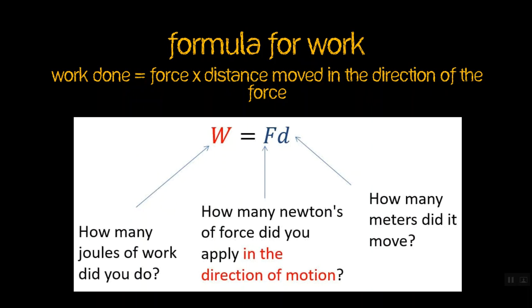So the W in the formula measures the work, or how many joules of work I did. The force is how many newtons of force you apply in the direction of motion, and the distance is how many meters it moved. So force times distance, but your force has to be in the same direction as your distance, otherwise you're not doing work. So when am I not doing work then?